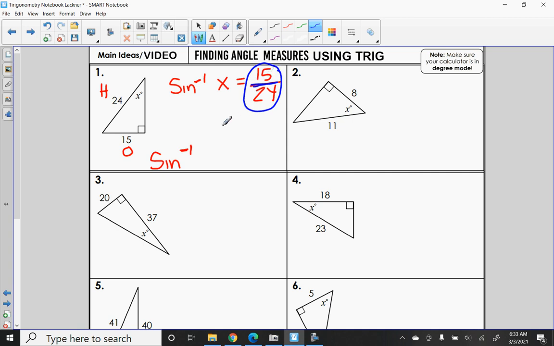Now, after you hit 15 divided by 24, there should be a second button, and then you're going to see this pop up where the SIN button was. So then you just hit that, and then it's going to turn it into a degree. If you're using a calculator not on your phone, you're going to hit second sine first, and you should see this on your screen. That's if you're not using a phone. This is what you should see. And then you put 15 divided by 24, hit equals.